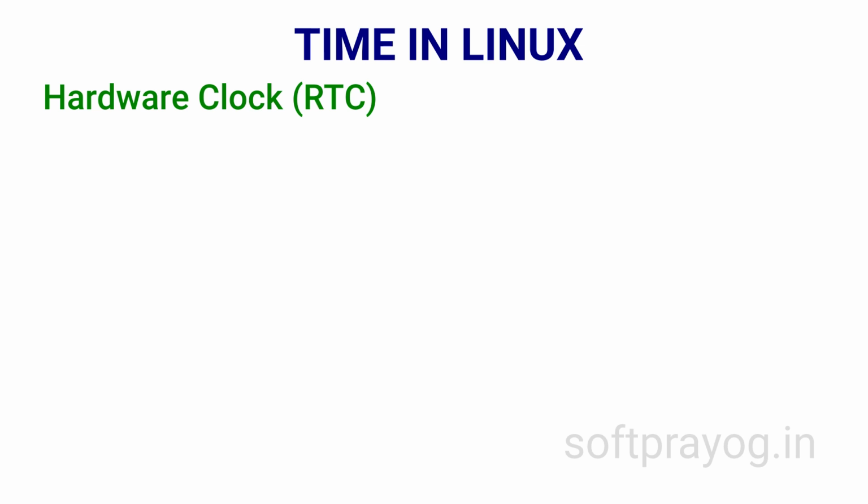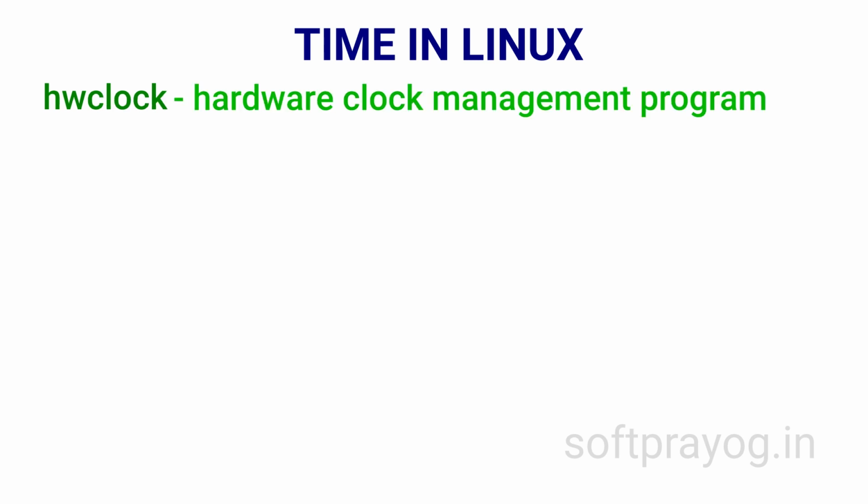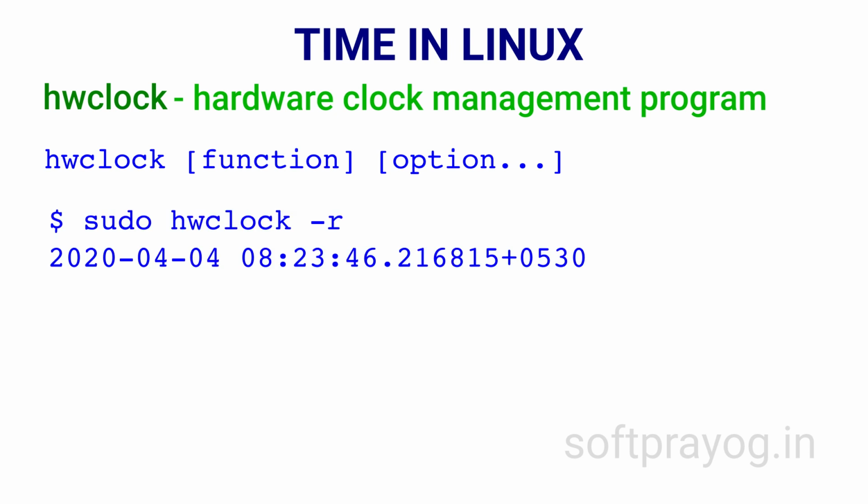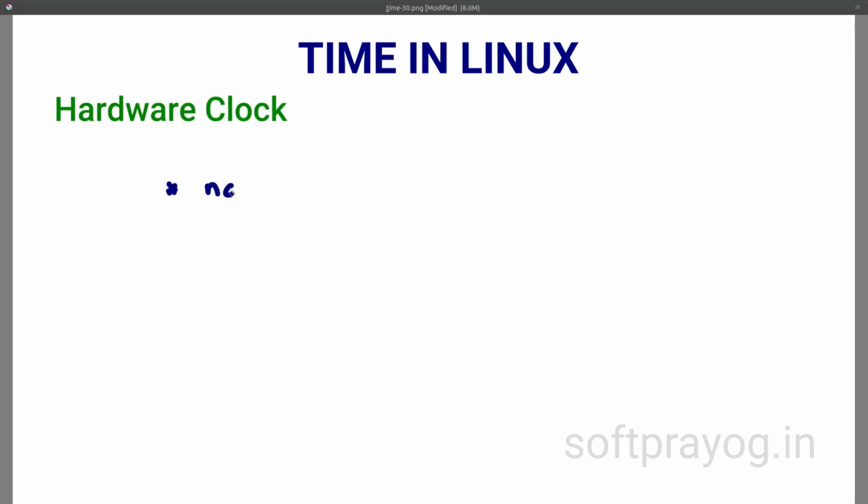Later on, network time servers became common, almost all computers had internet connectivity, and time synchronization became automatic. hwclock is the hardware clock management program. The usage is hwclock function followed by options. The -r option prints the value of the hardware clock in the ISO 8601 format. The time is shown as local time even if the time is set as UTC in the hardware clock.